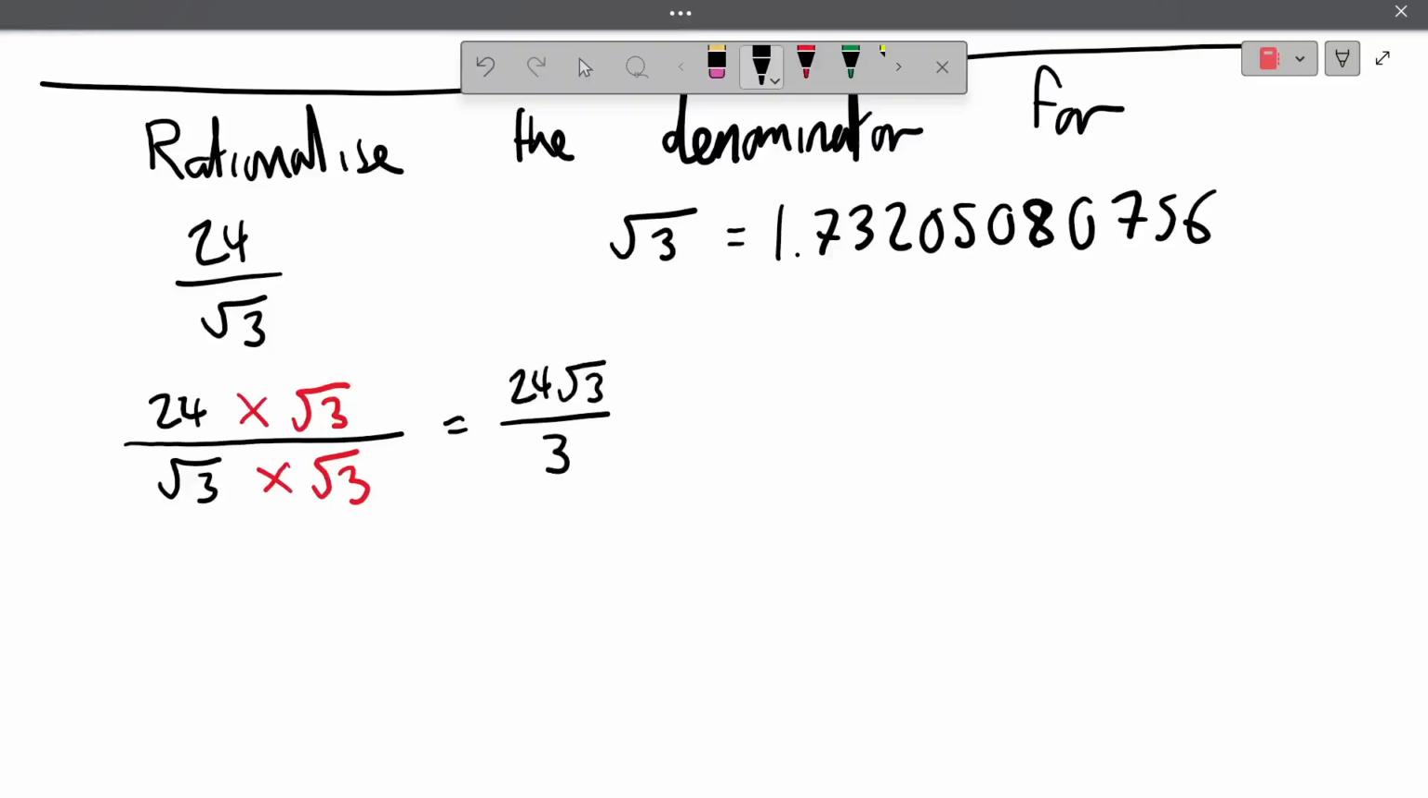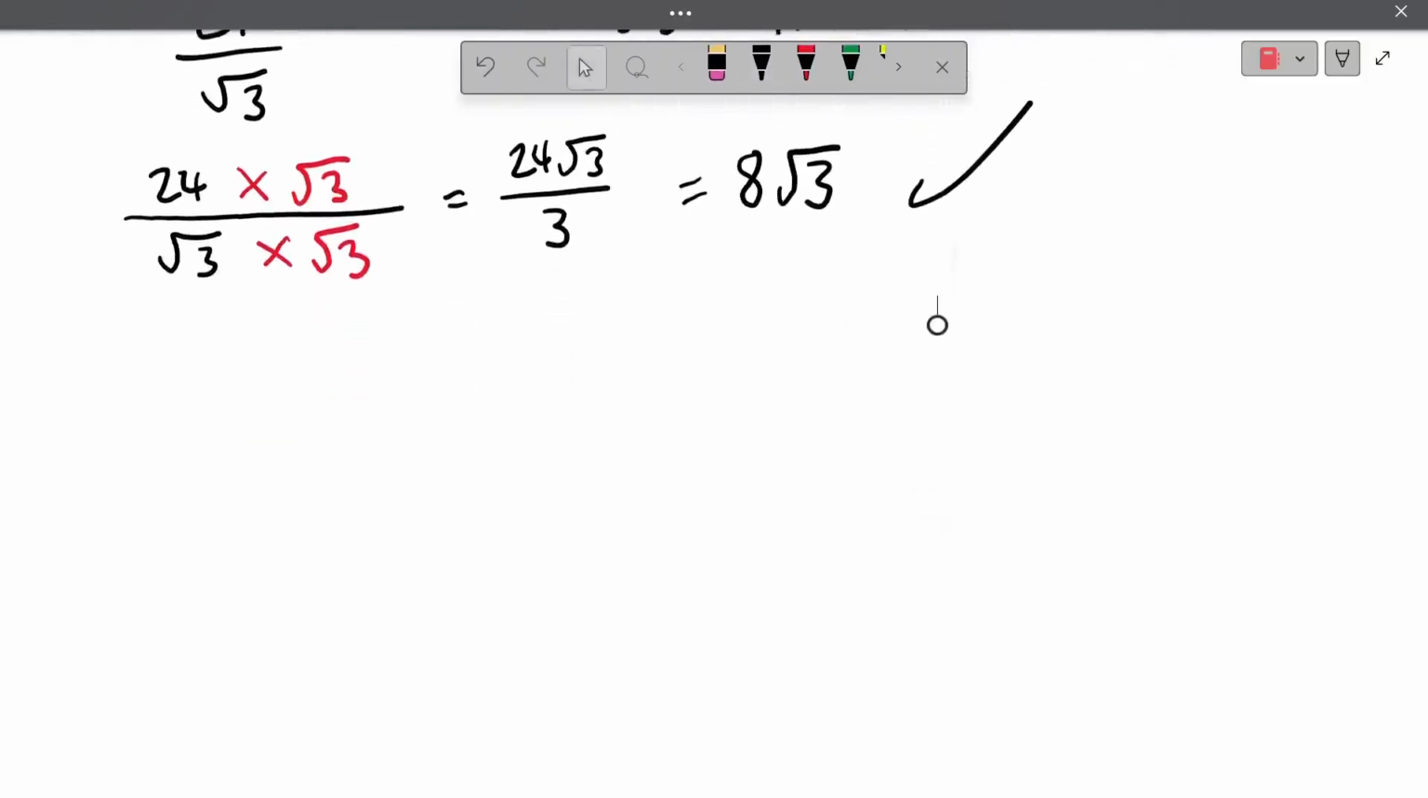Now, if you're not sure on this sort of thing, do go back to the previous video, which is looking more at the surds and stuff like that. And then what you'll find here is you've got 24 over 3, which is 8 root 3. That's it. It's worth about 2 marks, or 1 mark. It's not worth that many marks for these rationalize ones like this.